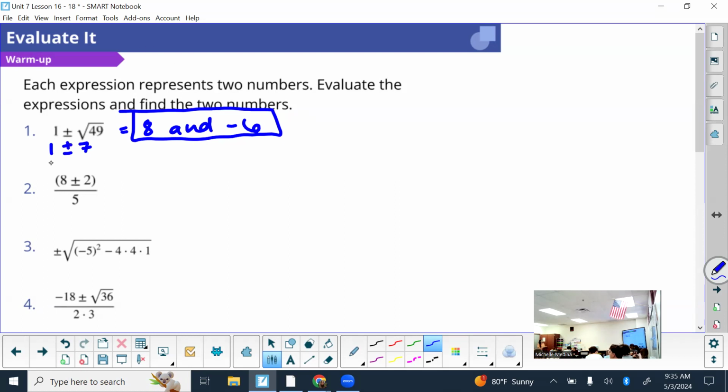And then 1 plus 7 is 8. 1 minus 7 is -6. Okay. Questions on this?